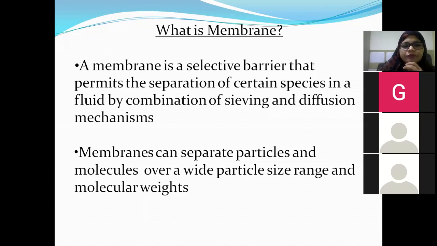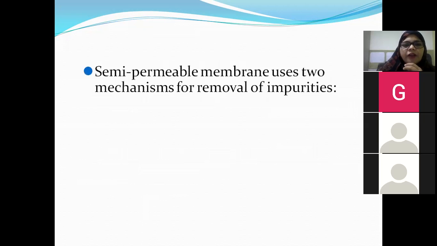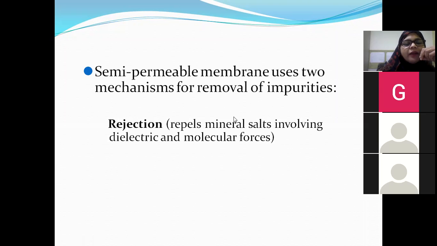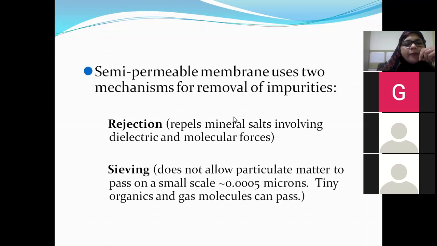Okay. Then these are basically semi-permeable, as you already said. Semi means half. It is not going to allow everything to pass through them. They are going to allow some particles or some cations, anions, or some molecules to pass through them. Okay, so a semi-permeable membrane uses two mechanisms for removal of impurities. One is the rejection method, the other is the sieving method.